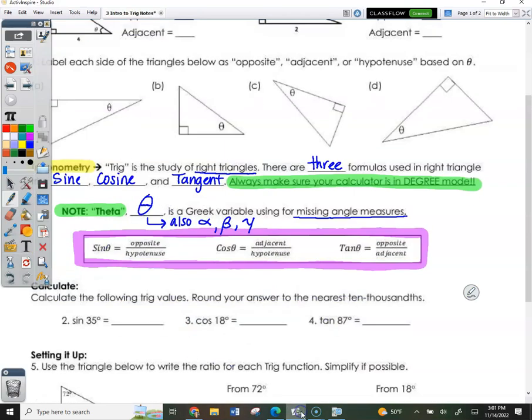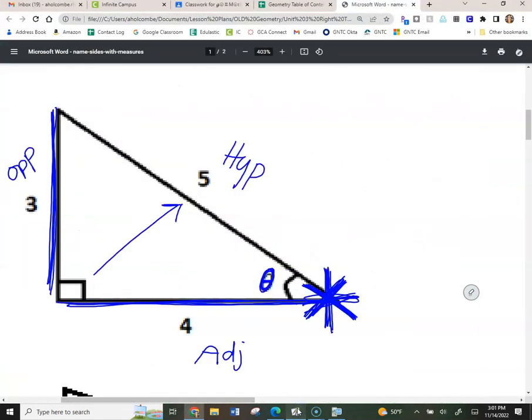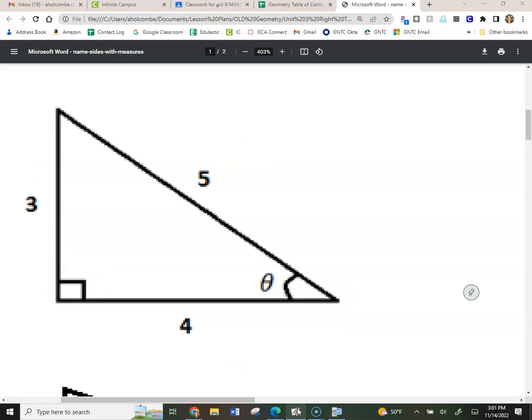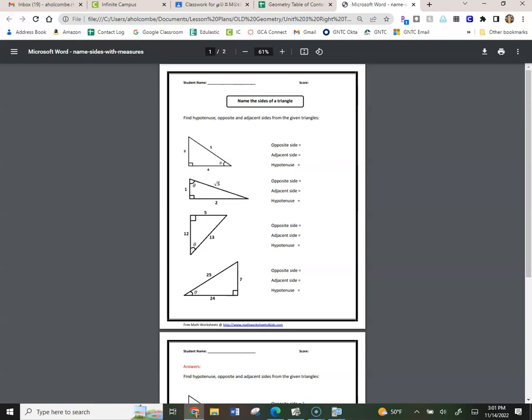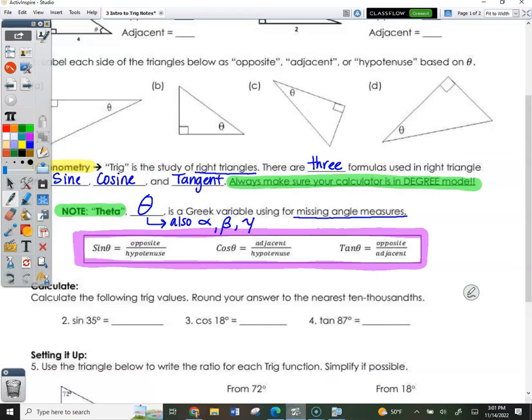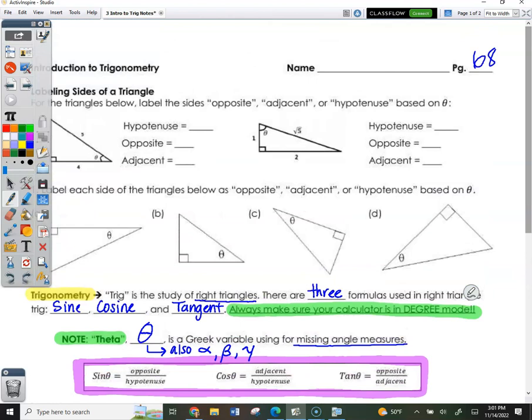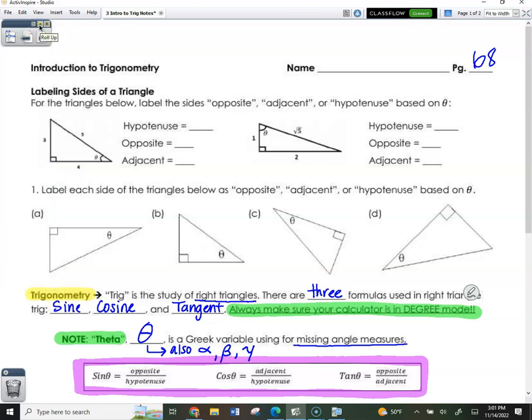Okay, so coming to this one right here. Let me erase this. Go back to the top. Labeling sides of a right triangle. Label these sides as opposite, adjacent, or hypotenuse. I know that it's kind of hard to see. That's a 3, that is a 4, and that is a 5. It's the same thing we just did. I did it on purpose.